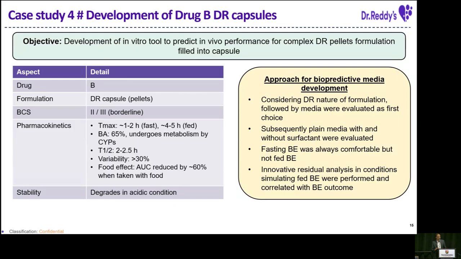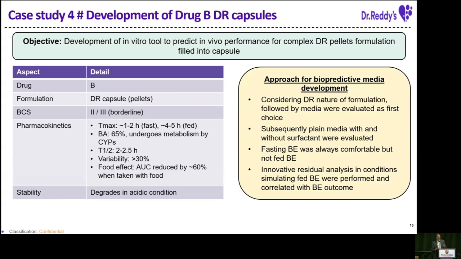The molecule in this case is a BCS class 2, class 3 borderline, and the Tmax is 1 to 2 hours in fasting and 4 to 5 hours in fed condition. The variability is more than 30%, and it degrades in the acidic condition. So we evaluated a lot of medias in this case, including plain medias, medias with surfactant and without surfactant, and also the biorelevant medias. And none of the medias have really predicted the in vivo behavior, especially in the fed condition.